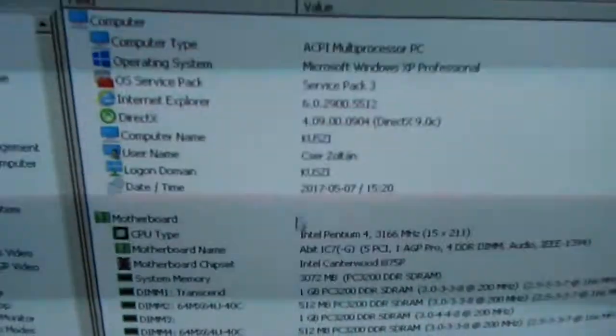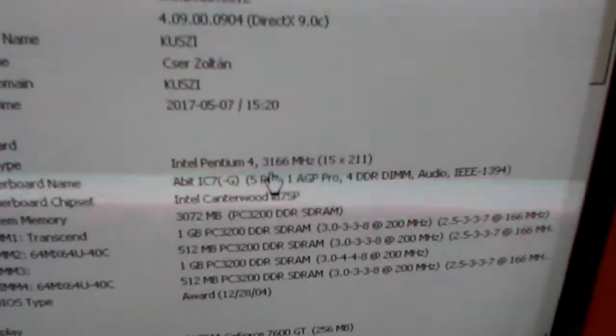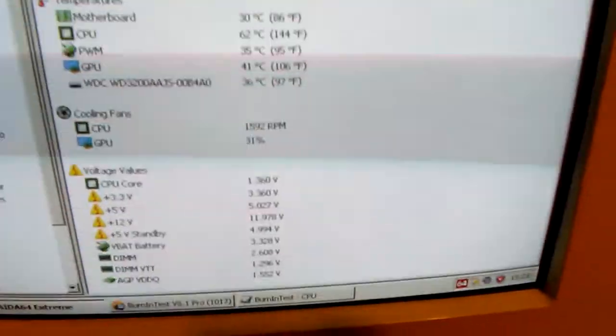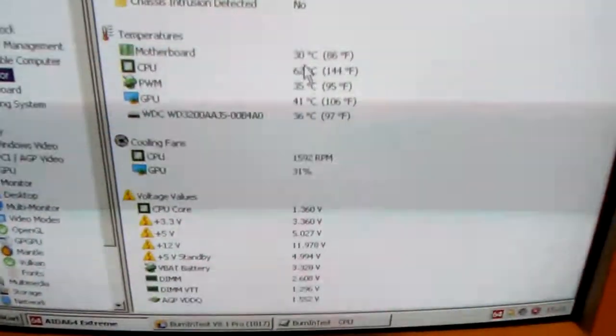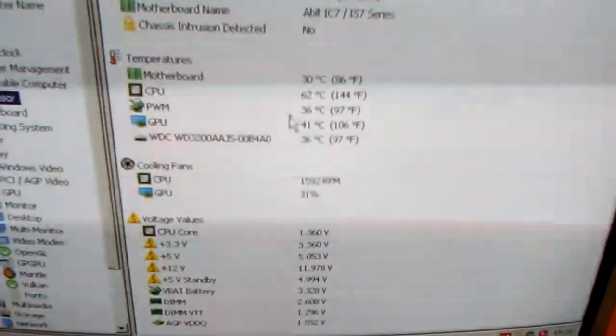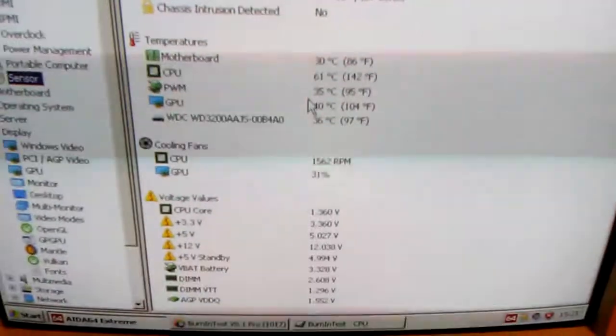Hey everyone, so I'm back again with the brand new Windows XP installation, and the CPU is running at 3.166 megahertz, and I'm running this burn test right now. And okay, there should be sensors. Yeah, so the CPU temperature with the higher frequency is still lower than with the stock cooler, and the PVM is 36-35 instead of 50 something, so really, really nice.